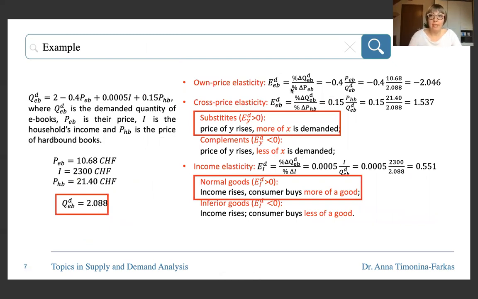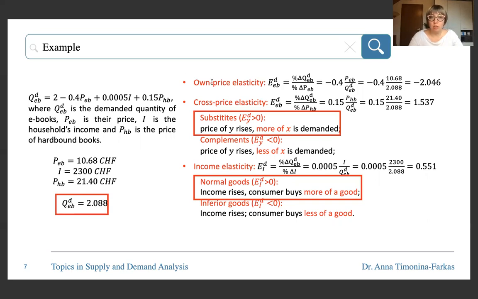Let us now consider an example which can be asked in the CFA Level 1 exam as a calculation example. Here you are given a function of quantity of electronic books purchased, depending on the price of these books, income of the consumer, and price for hardcover books. You are given a point where you need to calculate all elasticities, because we remember that elasticities are dependent on the point at which they are computed.